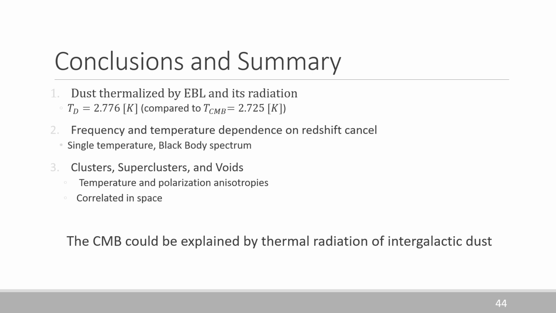He then looks at the frequency and temperature dependencies of this dust with redshift and says that these will exactly cancel out to produce a single temperature black body spectrum, just like we see in the CMB. He also says clusters, superclusters, and voids will produce temperature and polarization anisotropies, and that these will be correlated in space. This all comes together to the main conclusion that the CMB could be explained by thermal radiation of intergalactic dust.